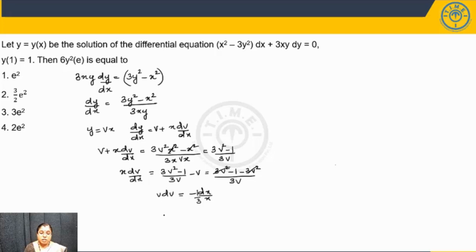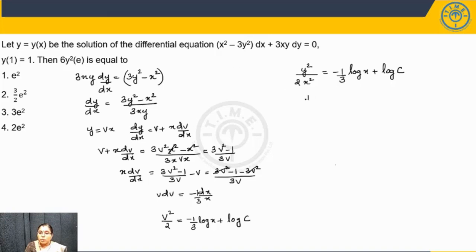Now integrating both sides, we get v square by 2 equal to minus 1 by 3 log x plus log c. You can either write c or log c. Now let's replace v by y by x. So we get y square by 2x square equal to minus 1 by 3 log x plus log c. Now we have to find out what is log c. For that we are given y of 1 is equal to 1. What does this mean? When x is equal to 1, y is also equal to 1.